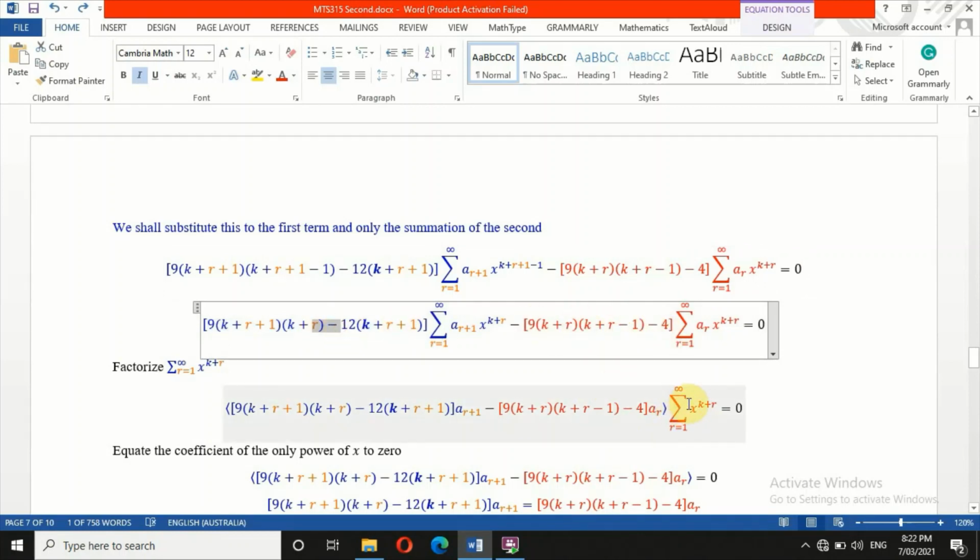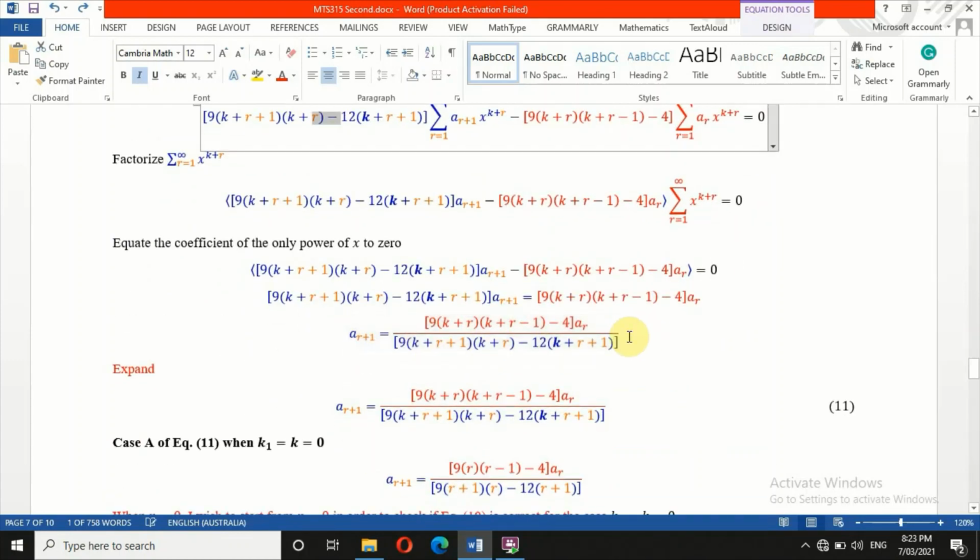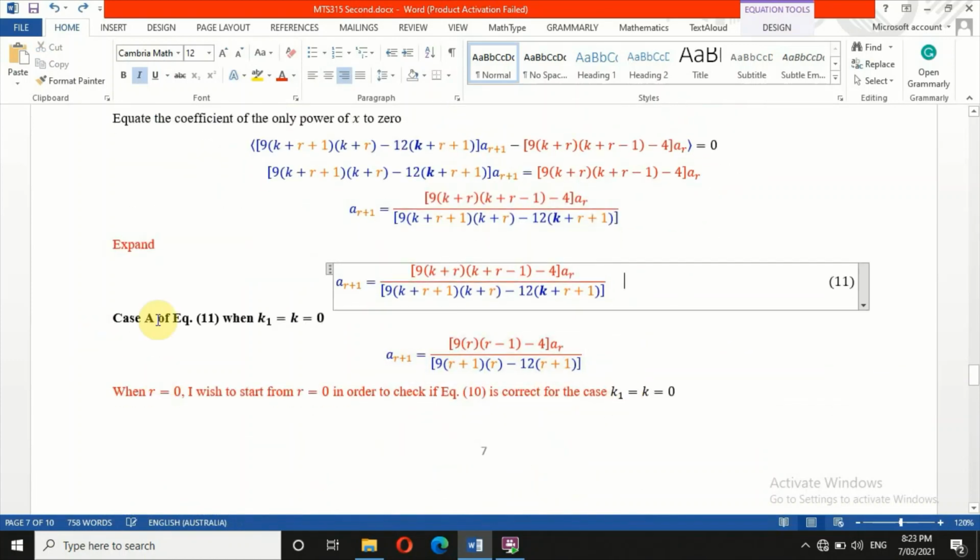Then the summation will come out as 1 to infinity s^(k+r) equals 0. So what is the next thing now? We equate the coefficient to 0. By the time you equate it to 0, then you have a(r+1). Then this is our equation 11. So this is not yet the recurrence formula. So we now go back to case A of equation 11. That is case A, when k1 is equal to k is equal to 0.